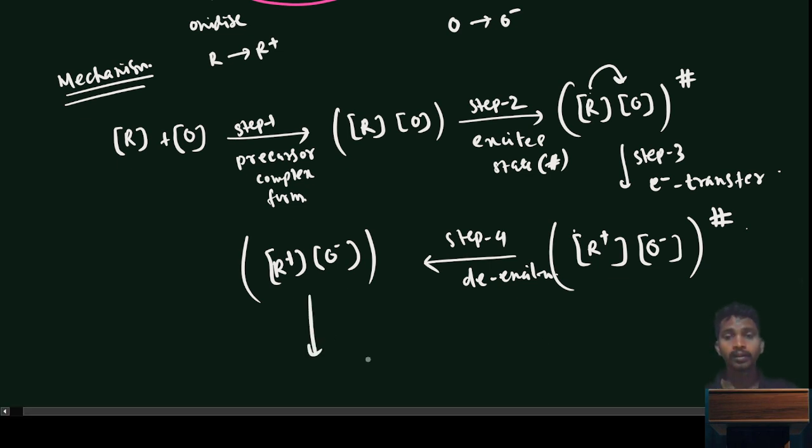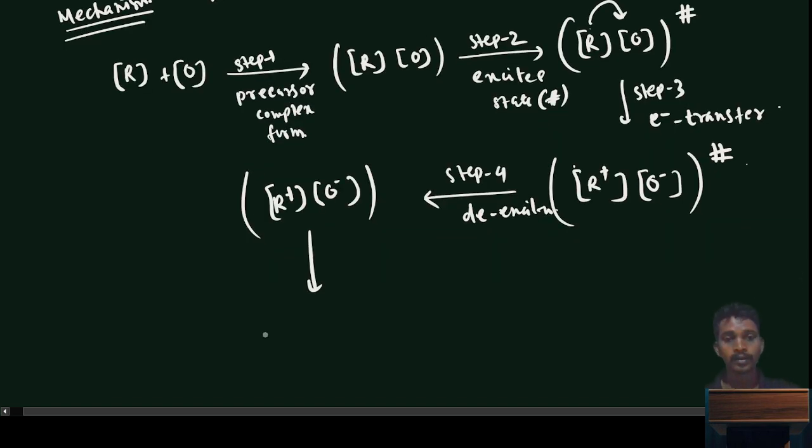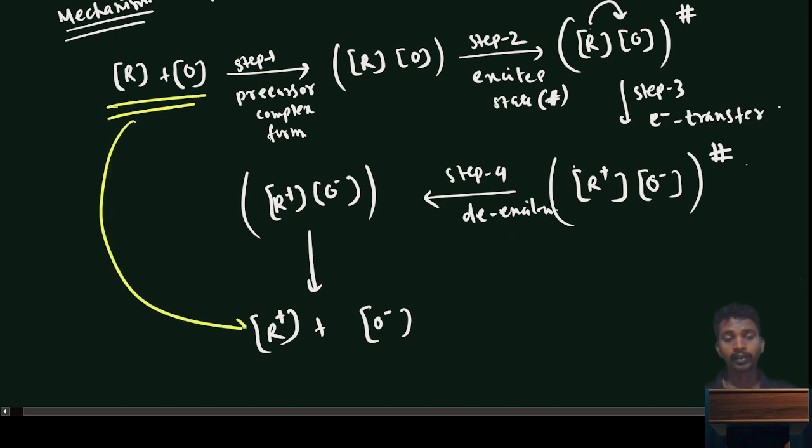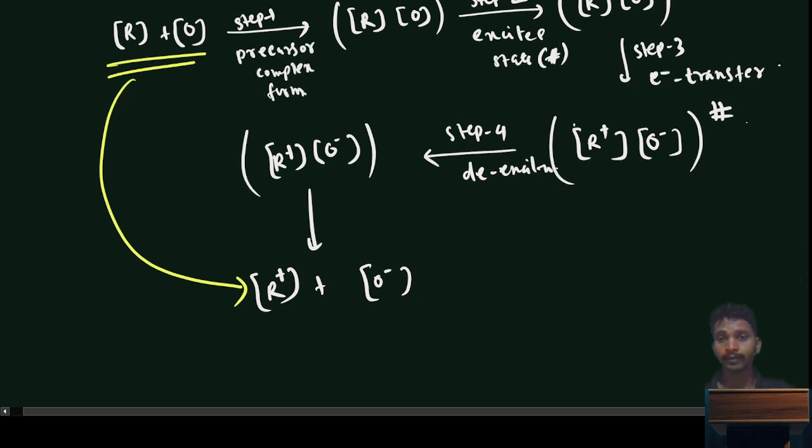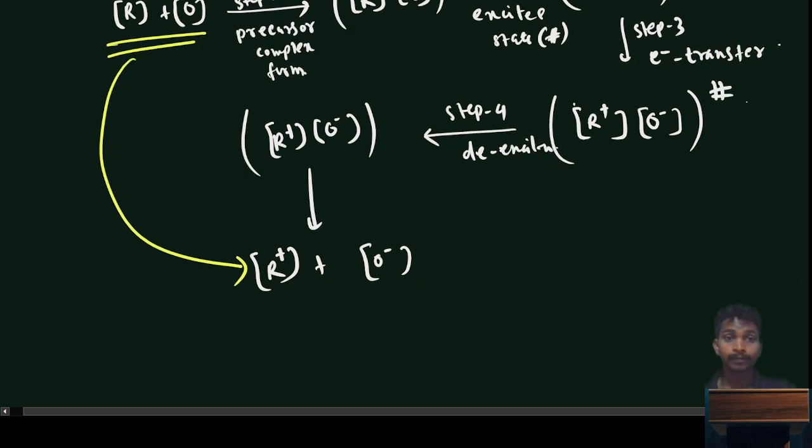Now after that this will become the R plus one compound and the O minus another compound. So these are the compounds that will form. Firstly this was the compounds, and now after electron transfer this will happen. Electron transfer happens at the excited state. So why does that electron transfer happen at the excited state? Why not at the ground state?